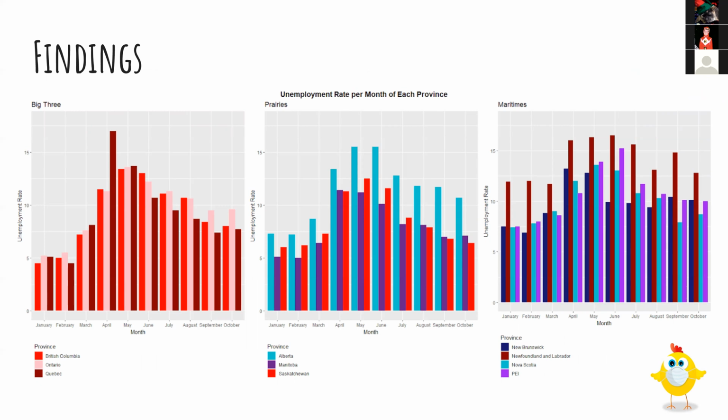Our first set of graphs here just show us the unemployment rate over this current year, starting in January, going to October for each province. We have British Columbia, Ontario, Quebec as our first group, Alberta, Manitoba, Saskatchewan as our second group, and the Maritime provinces as the third group. As you can see, around April, May, everyone usually ends up going higher as COVID hits and then starts to settle back down.